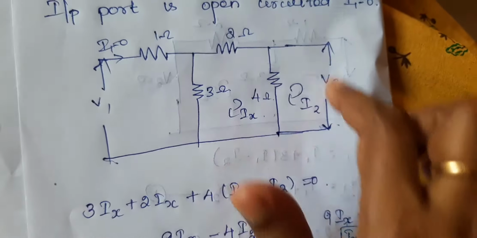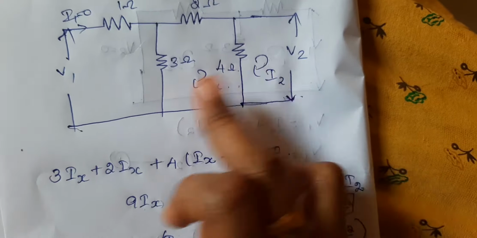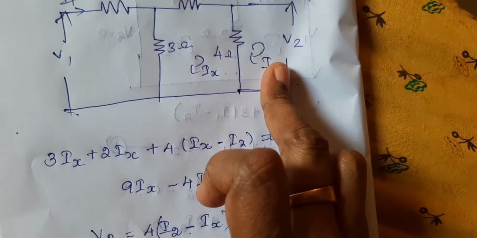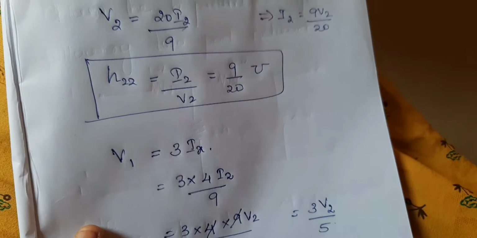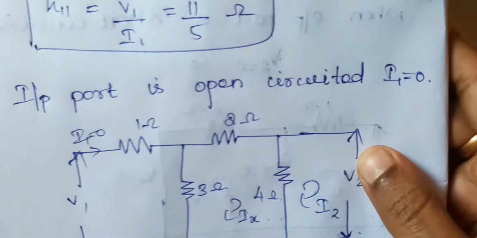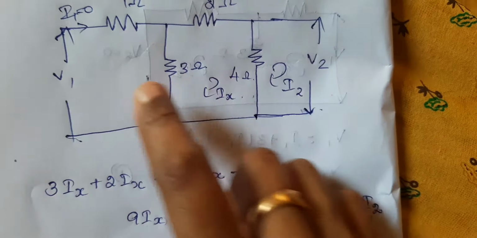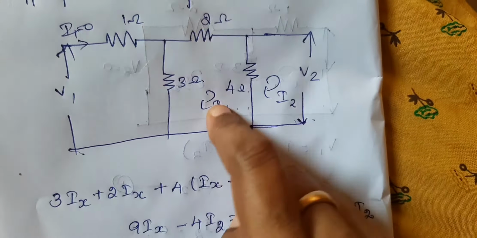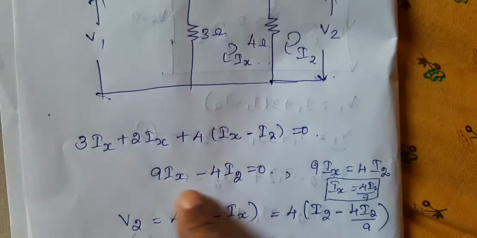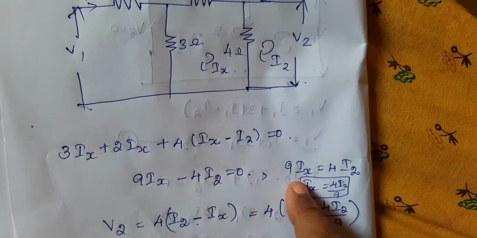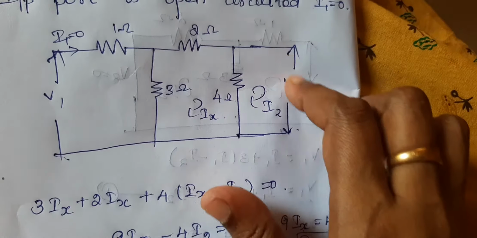Now coming to this diagram, here the current flow is 0. So first of all we are considering only these two loops, because we are going to find the value H22, that is I2 by V2. For that, first apply the loop equation in this loop. Here 3Ix, the current flow here is 0, plus 2 into Ix plus 4 into (Ix minus I2) equal to 0. So 9Ix equal to 4I2, and we can find Ix, that is 4I2 by 9.